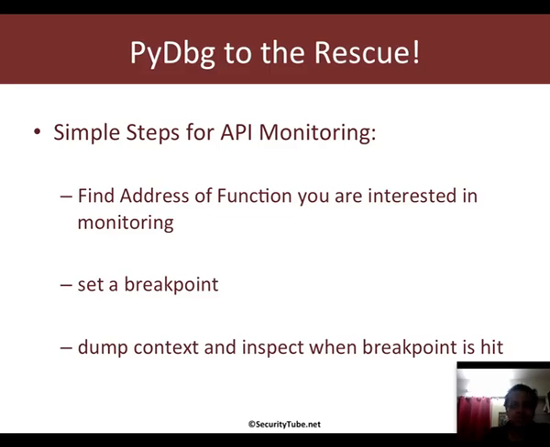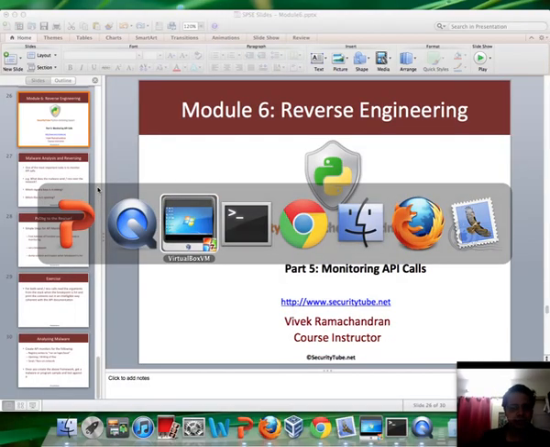This is where PyDBG comes to our rescue and makes API monitoring an absolute breeze. 3 simple steps. First is to find the address of the function or the address of the API you are interested in monitoring. Second, to set a breakpoint for that address. And third, once our handler is called when the breakpoint is hit, to dump the context, inspect data, read, write, do whatever we like, right? So let's go ahead and get straight to the action.